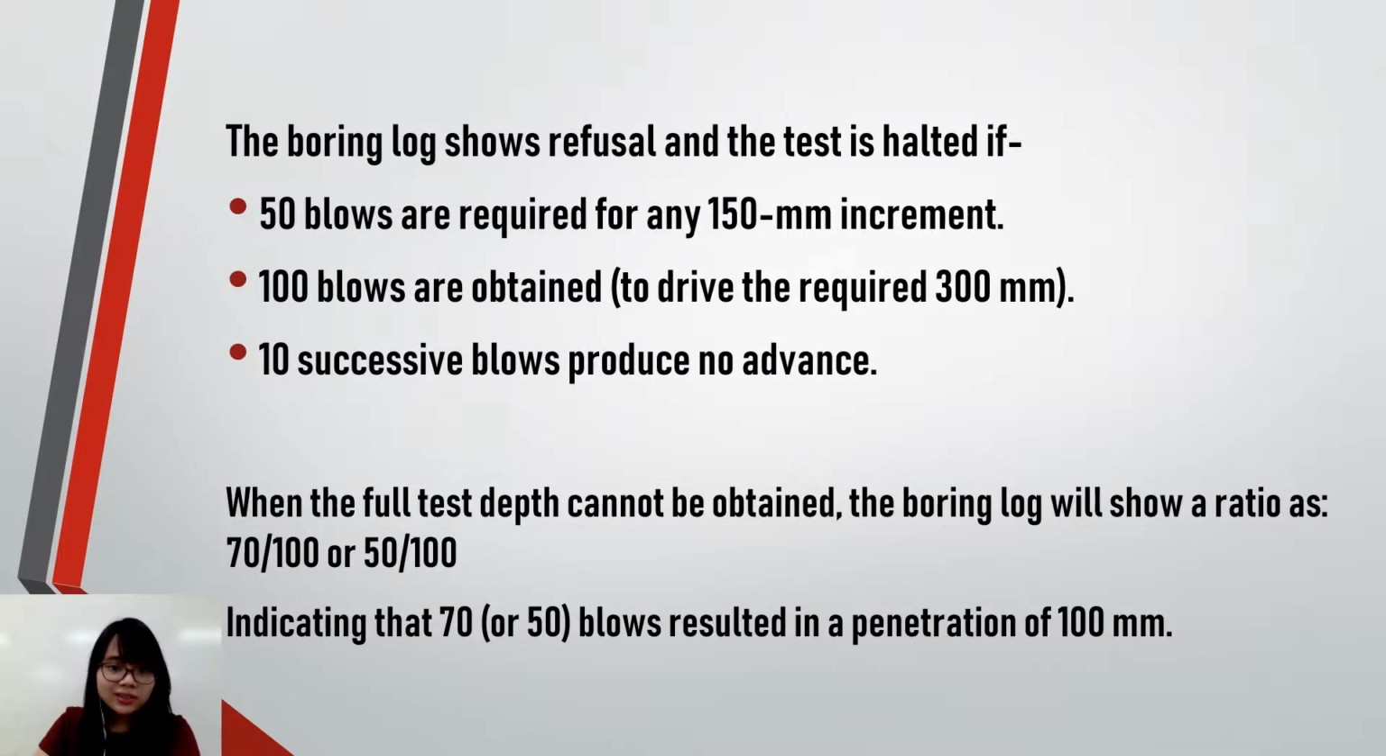The boring log shows refusal and the test is halted if, first, 50 blows are required for any 150 mm increment. Second, 100 blows are obtained to drive the required 300 mm. Then lastly, 10 successive blows produce no advance. When the full test depth cannot be obtained, the boring log shows data of 70 over 100 or 50 over 100, indicating that 50 or 70 blows resulted from the penetration of 100 mm.